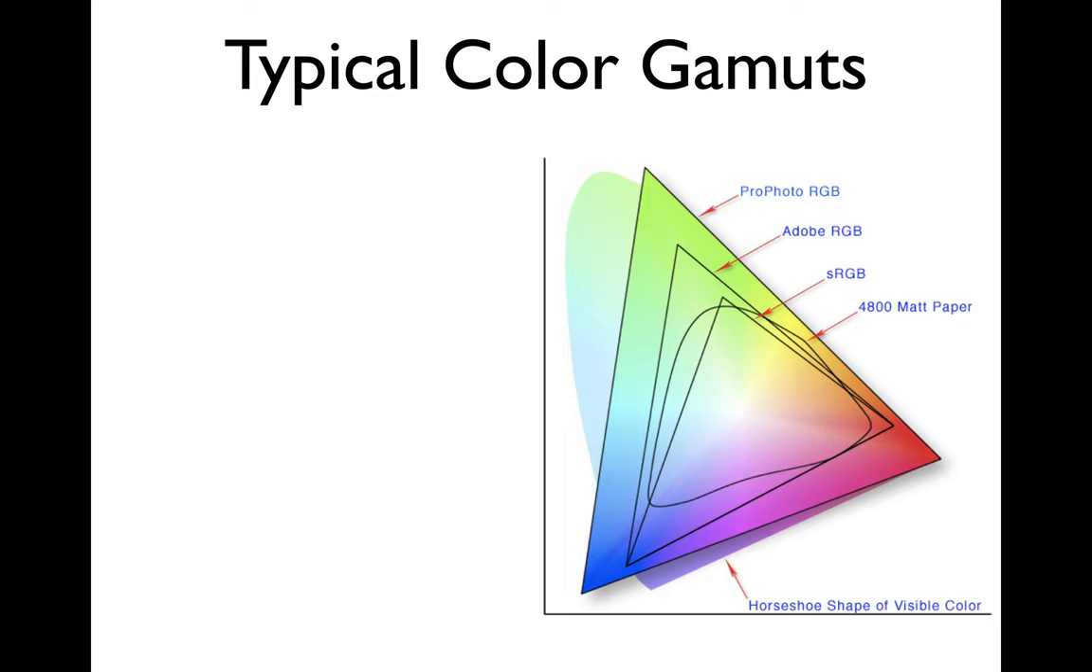ProPhoto also is an enormous color space, but does anybody see a problem with ProPhoto by looking at this? Shoot. Exactly. You can actually have color in a ProPhoto RGB space that you can't see. And that, to me, is a huge problem. So there's a lot of proponents that say you should be working in ProPhoto RGB the whole time.